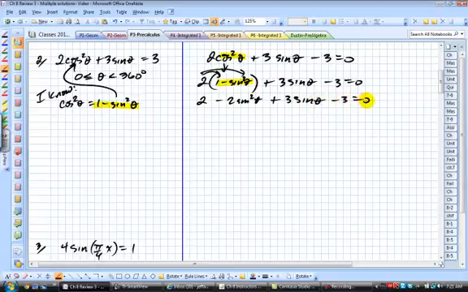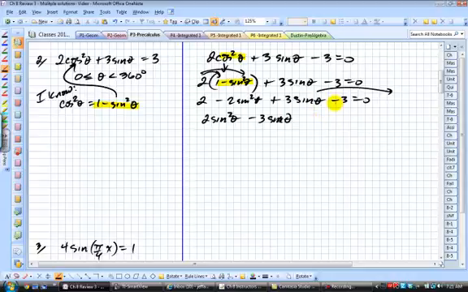And it's a quadratic here, and the leading coefficient is negative, so I'm going to get everything on the right hand side. So I'm going to add 2 sine squared theta, get it on the right. See, 2 minus 3 is negative 1, but when I add a 1, I get positive on the right. And I'm going to subtract the 3 sine theta.